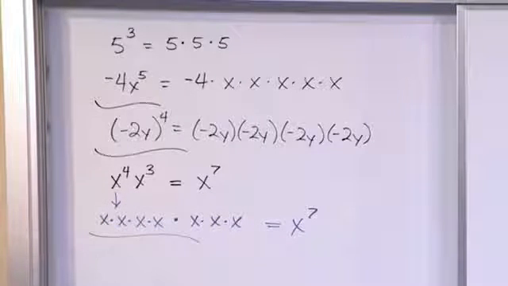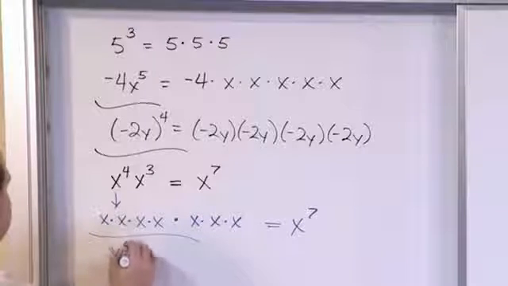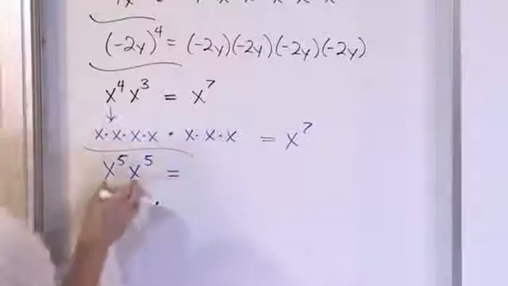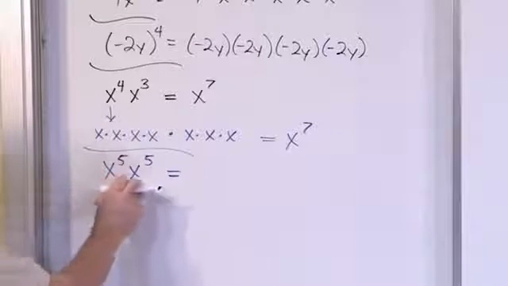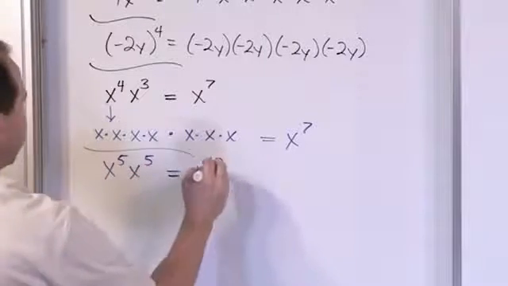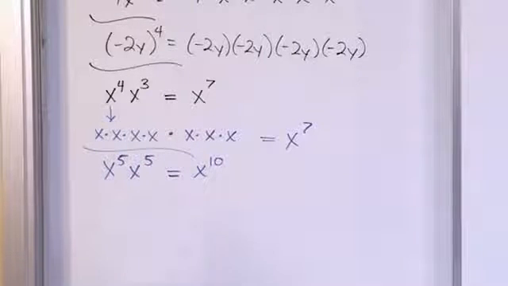All right? What if you had x to the 5 times x to the 5? First thing you check is, are the bases the same? I have x and I have x, so yes, I can multiply these together. I'm going to add the exponents and I'm going to get 10, right? x to the power of 10.